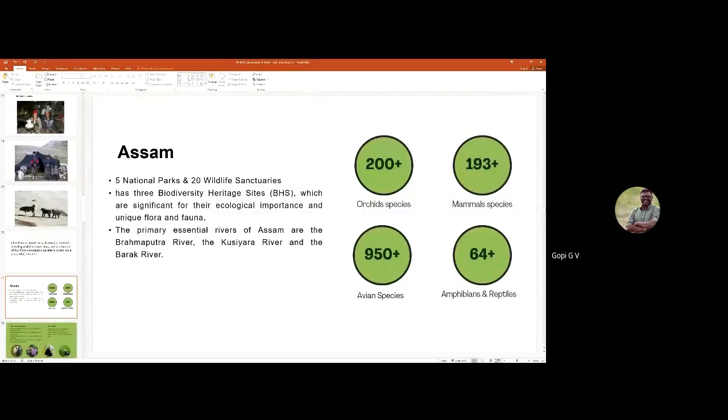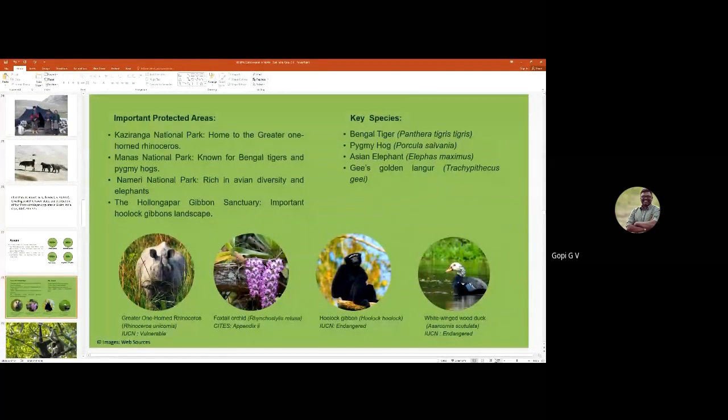Coming to Assam, one of the largest states in the Northeast, it has many national parks and wildlife sanctuaries. It has biodiversity heritage sites. Obviously, the Brahmaputra River and the Barak River flow through it. Some of the important protected areas are Kaziranga National Park, Manas National Park, both of them also tiger reserves, Nameri National Park, again a tiger reserve, and Hollongapar Gibbon Sanctuary, one of the important landscapes for gibbons. In terms of species, Kaziranga has one of the highest assemblages of ungulates, in terms of prey species for tigers.